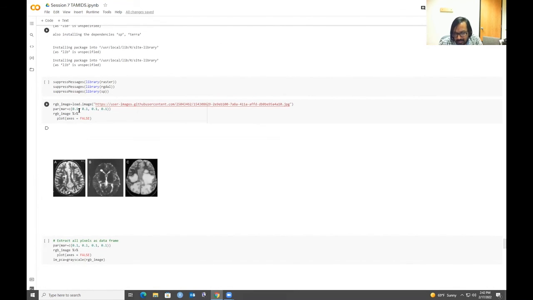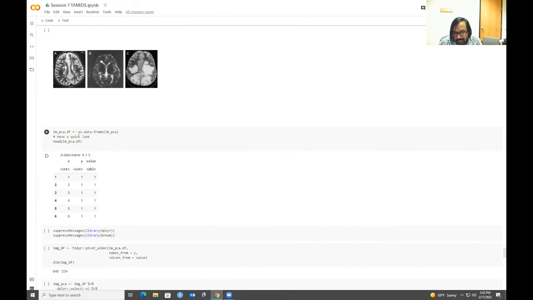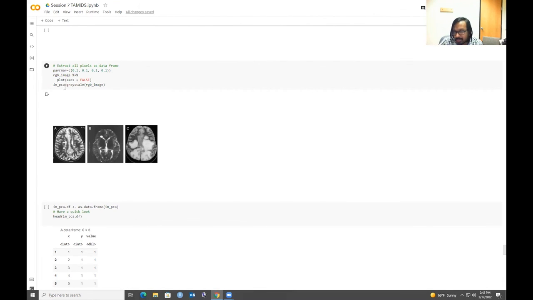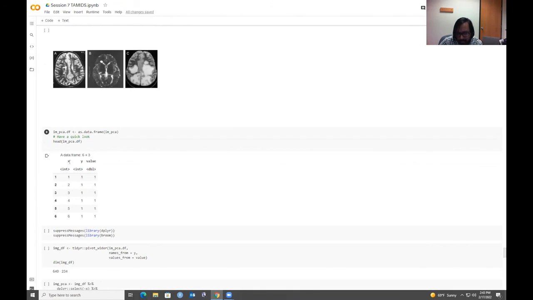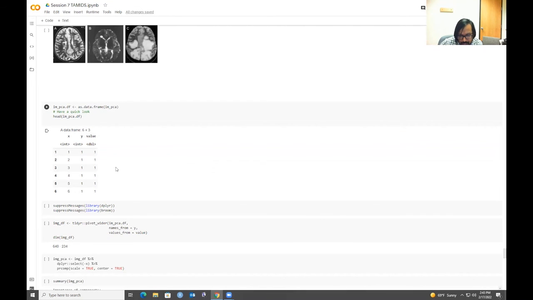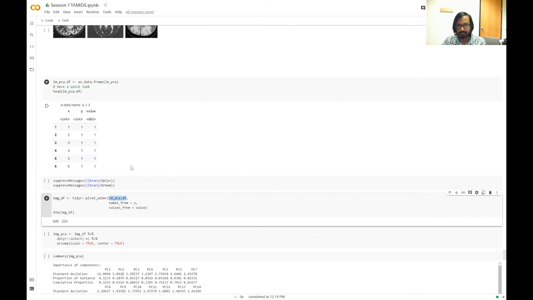So we have loaded the image exactly as before, and we have converted it to a grayscale image. And then I've looked at the grayscale image, im_PCA, as a data frame. And this is what the data frame looks like: X, Y, and the pixel grayscale intensity values. Next, I'm going to use the function pivot wider. What does the function pivot wider do? Well, it takes a data frame and increases the columns. It's called a wide format, which is used for performing PCA.